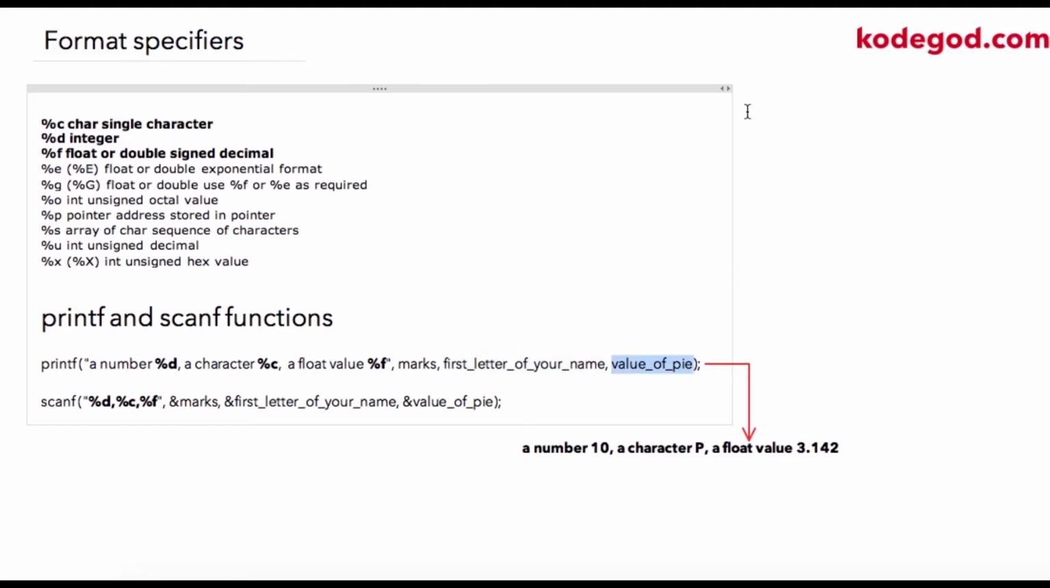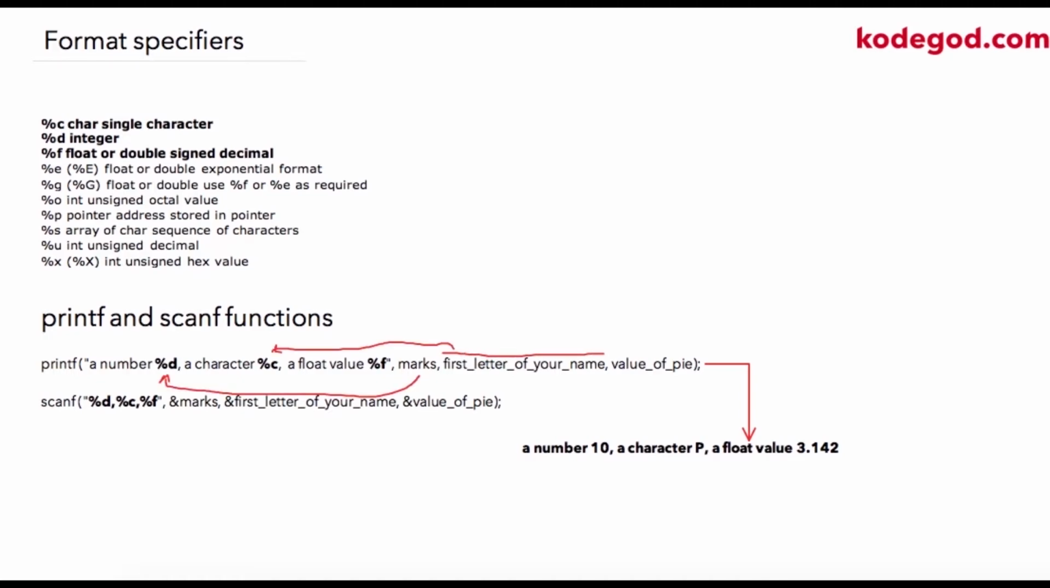So how exactly will this printf statement get executed? At the time of compilation, my %d will be replaced by marks. The next variable will replace %c, and similarly my final variable, the value of pi, will be used to replace %f. Hence, once this is compiled, at the time of execution, the output for this printf statement will be a number 10, comma, a character p, comma, a float value 3.142, if these variables have these values.